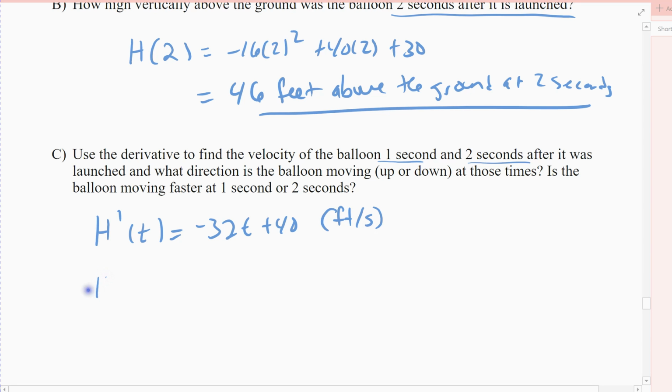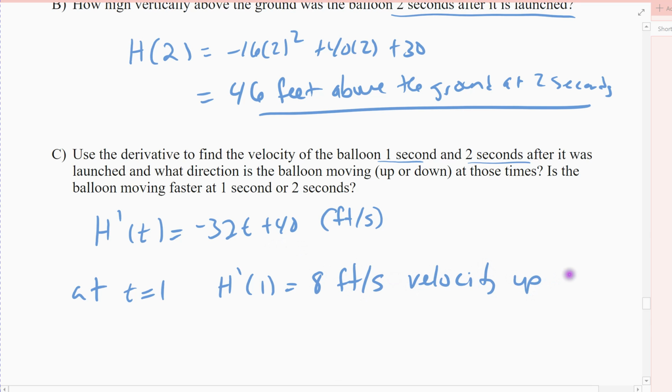Alright, so at 1 second, my derivative at 1 comes out, if I plug into 40 minus 32t, to 8 feet per second as the velocity. And it's moving upward because it's positive. Positive velocity means it's moving up. So it's still moving away from the ground at that time, still going higher and higher in the air.